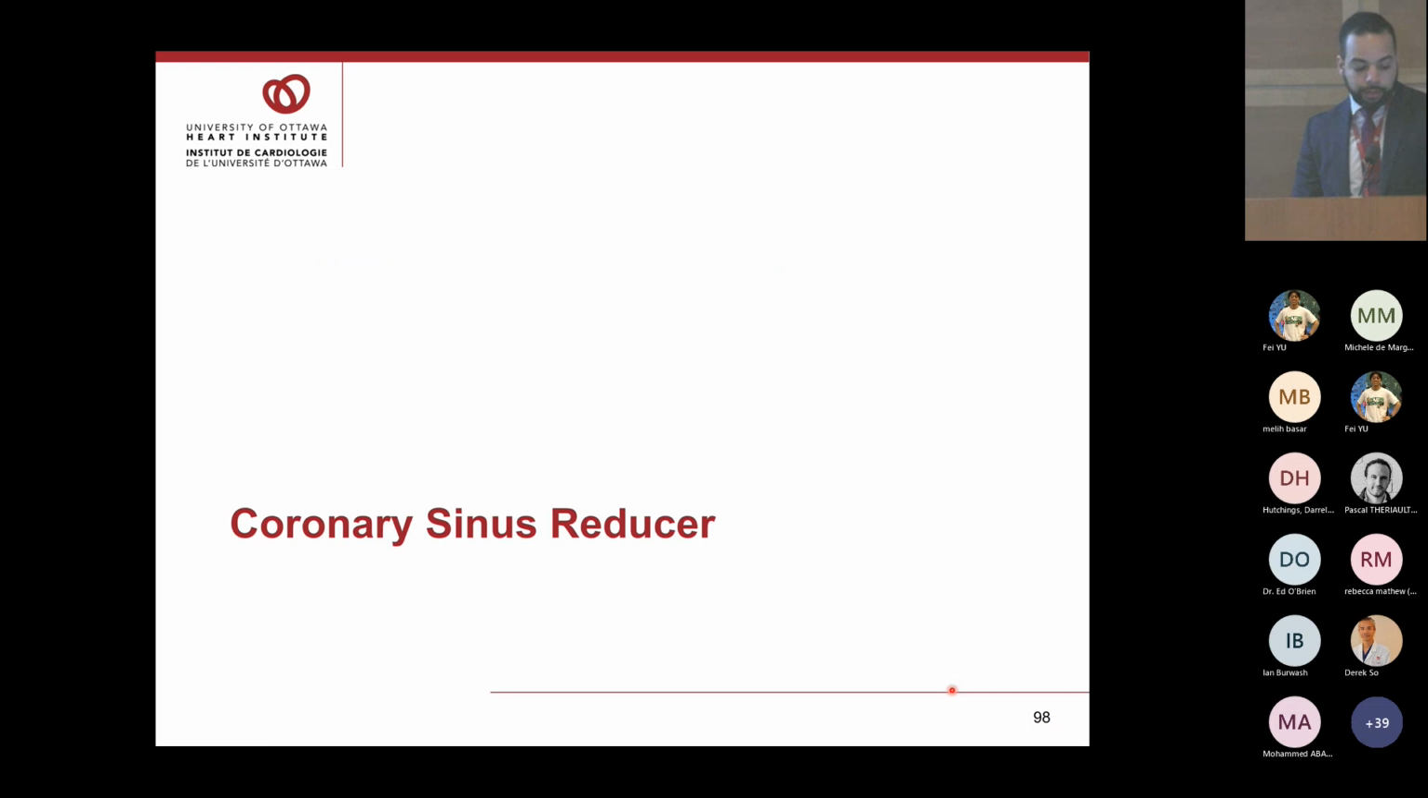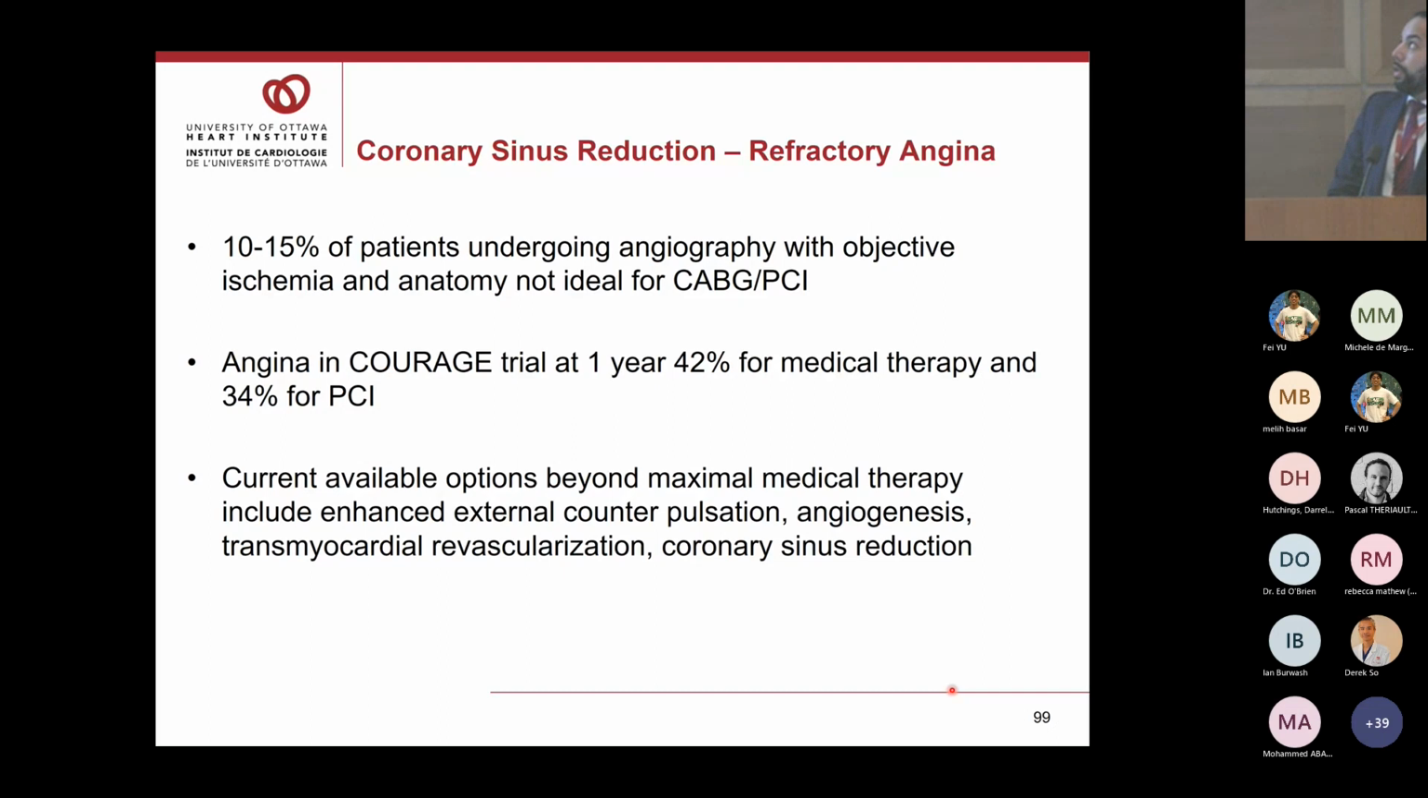And then lastly, I want to talk about coronary sinus reduction. I think everybody knows that there are lots of patients out there with refractory angina despite maximal medical therapy. In ORBITA, 42% of patients in the medical therapy arm and 34% of patients with PCI have refractory angina. And beyond maximal medical therapy, which some patients can't tolerate, there's not really a lot of options out there for patients. So there's EECP, angiogenesis, transmyocardial revascularization, but nothing with really robust data.